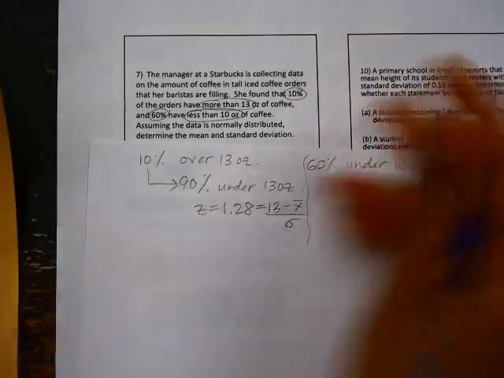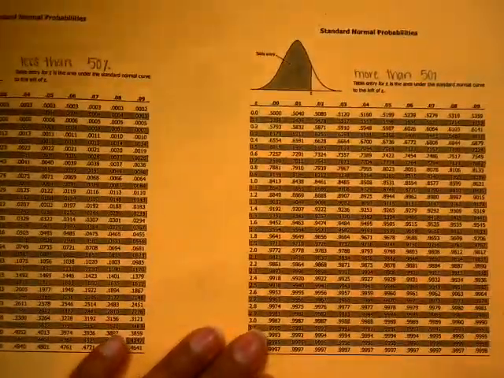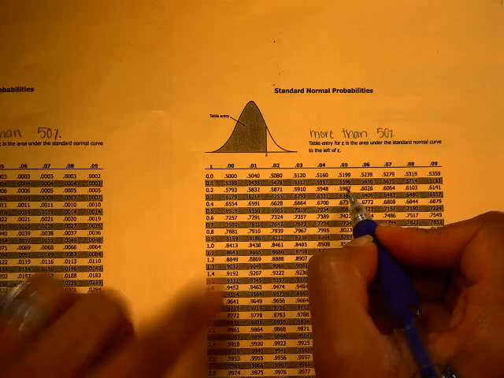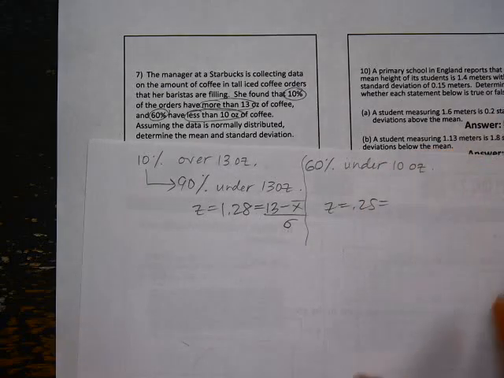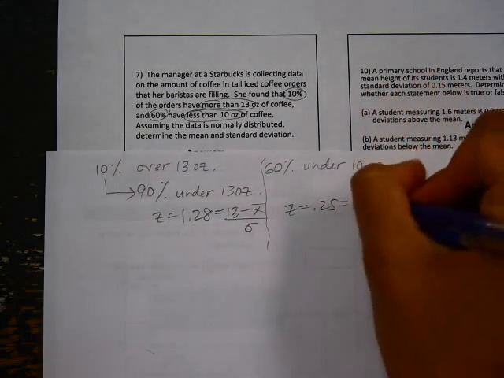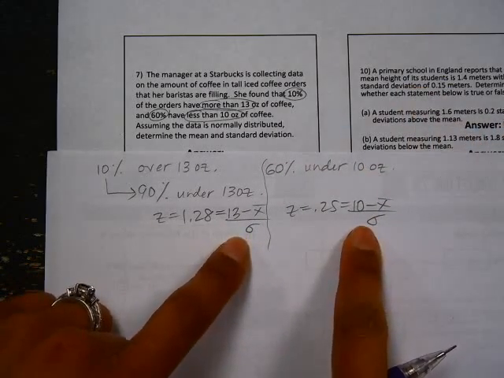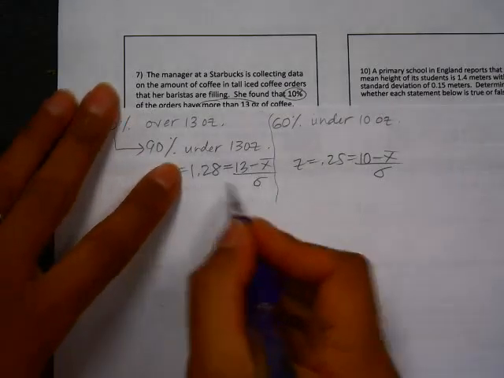In this case, we want to find the decimal percentile that is closest to 60%. So up here, this would be closest. 0.25 is the z-score, which we know is for the 10 ounce. We don't know the mean or the standard deviation. So here we have a system of equations that we could solve if we can isolate one of these variables.